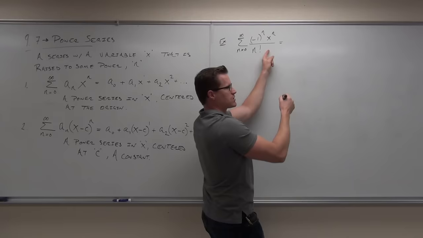Next term, let's plug in 1. If we plug in 1, what's negative 1 to the 1? Negative 1. So I know I'm going to be subtracting. Hey, what type of a power series is this? Alternating. Yeah, that's right. So how about plug in 1 here? We get x to the 1.